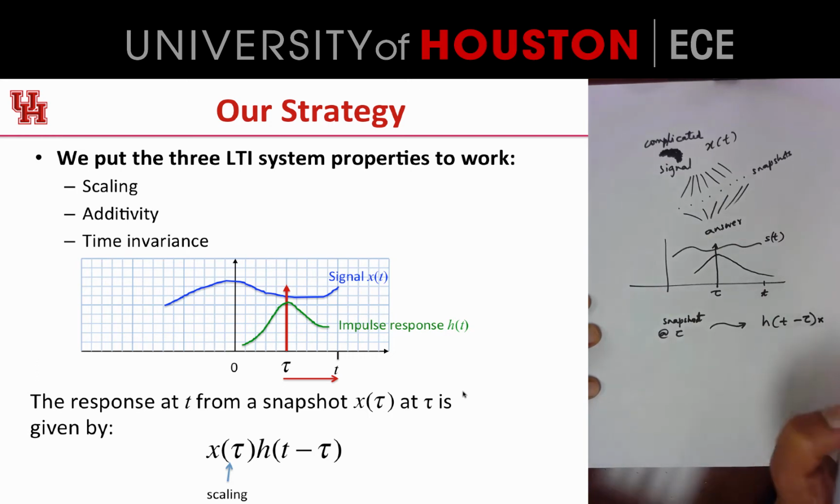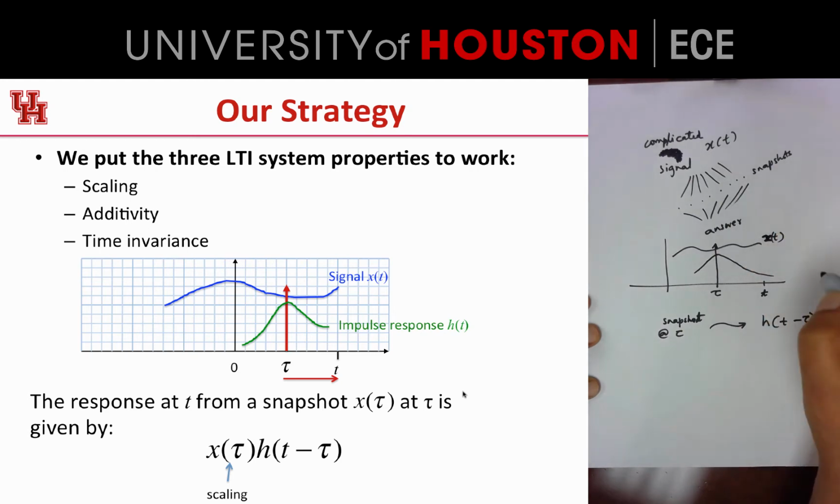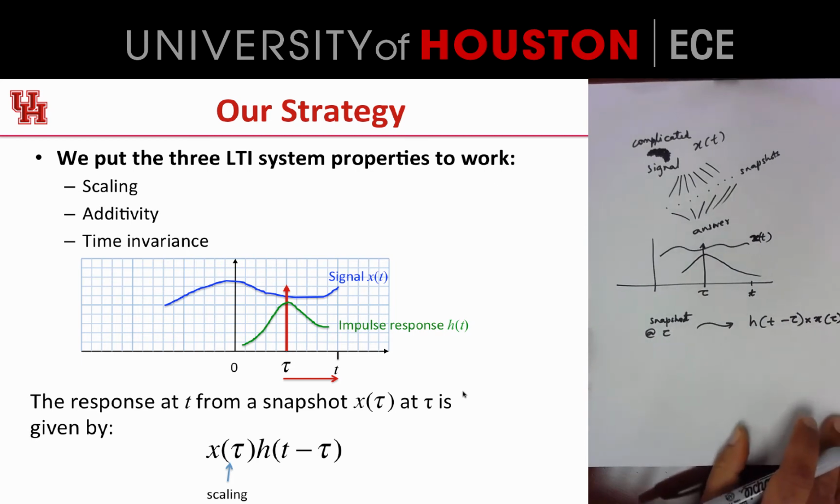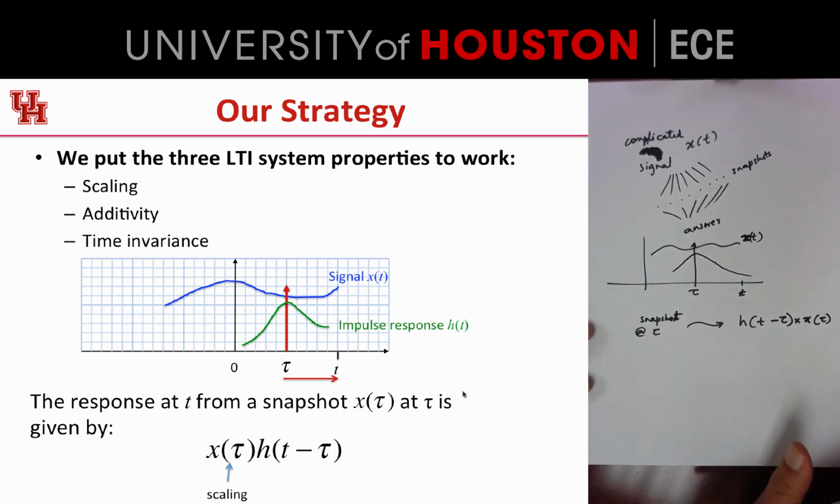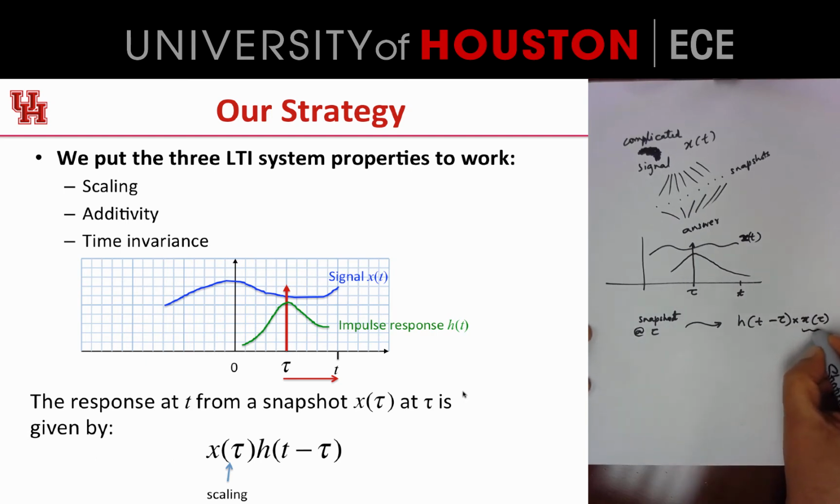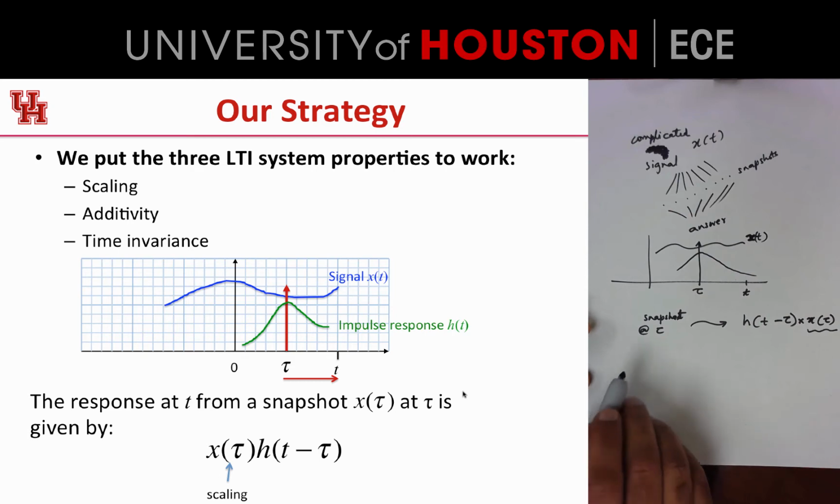times, scaled by the value at that snapshot, which is x. Sorry, I'm using x here, so let me use x here. x of tau. So I'm using the scaling property here. I can scale the impulse response in order to find the response due to this snapshot.